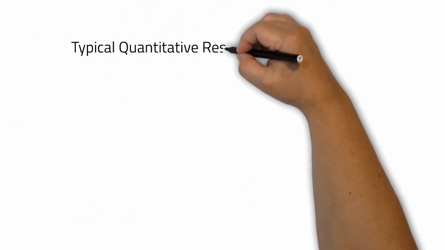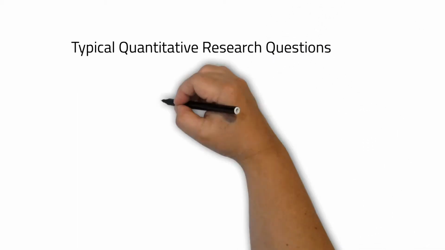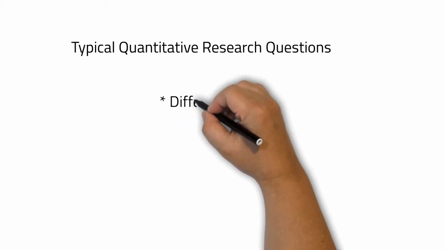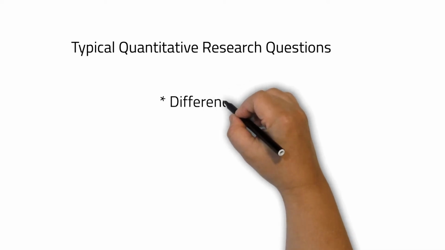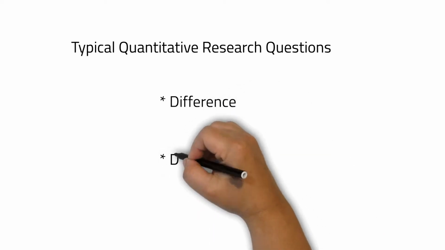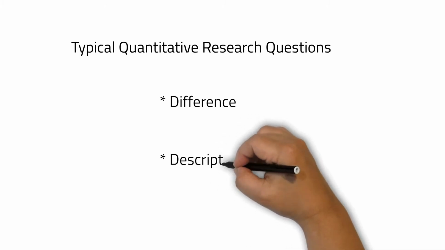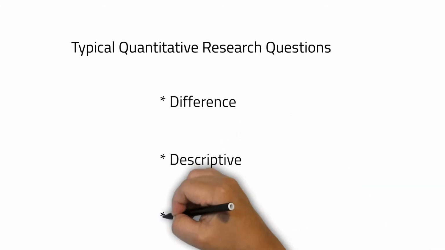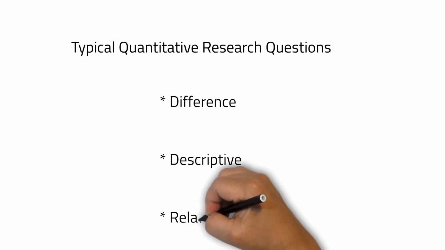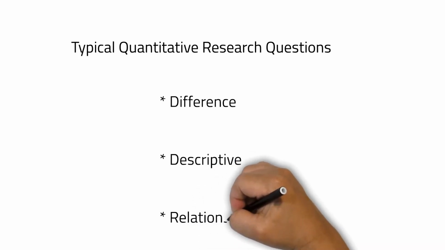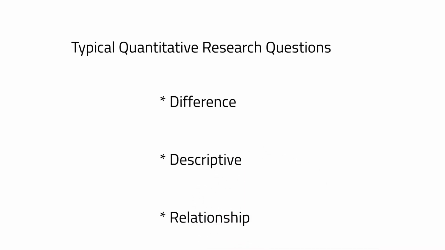There are three common categories of questions that we will come across. The first one usually looks at the difference between groups or variables. The second one aims to describe an event using numerical data. And the third one usually aims to find relationship and association among variables.